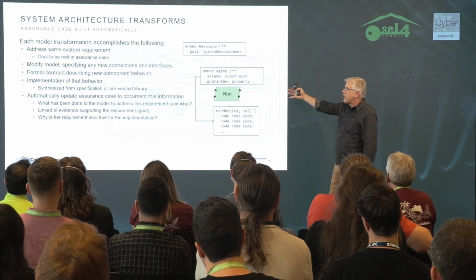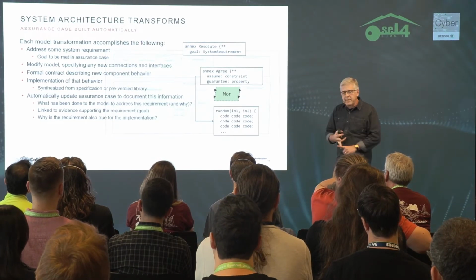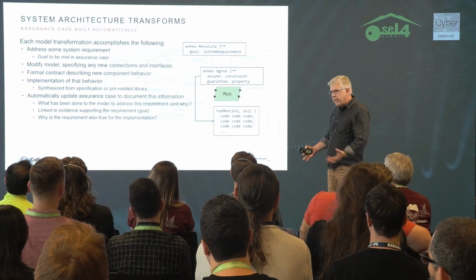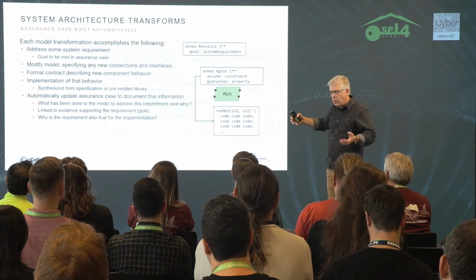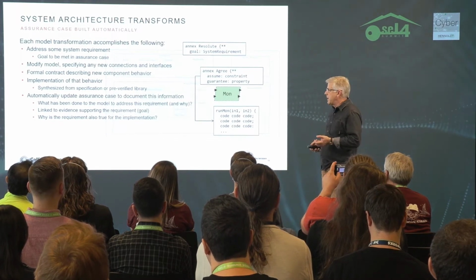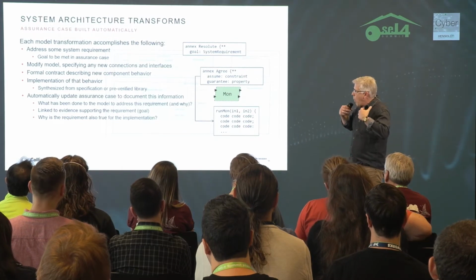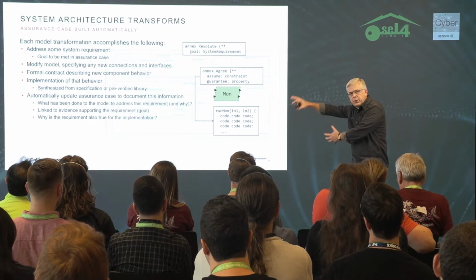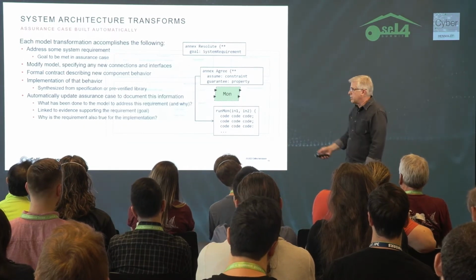And then we'll automatically update the assurance case to document all this information, capturing what's been done to the model to address this requirement and why, linking to evidence. So we have a strategy that shows how we're satisfying this goal and what evidence flows into that strategy, and documenting why the requirement is also true for the implementation. So there's a separate branch of the assurance argument that has to do with all the implementation and code generation processes.